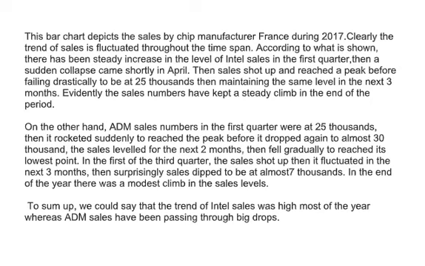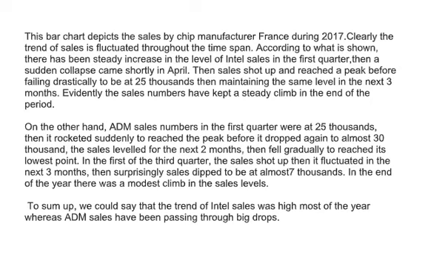This bar chart depicts the sales by chip manufacturer of France during 2017. Clearly, the trend of sales is fluctuated throughout the time span. According to what is shown, there's been steady increase in the level of Intel sales in the first quarter. Then a sudden collapse came shortly in April. Then sales shot up and reached a peak before failing drastically to be at 25,000, then maintaining the same level in the next 3 months. Evidently, the sales numbers have kept a steady climb in the end of the period.